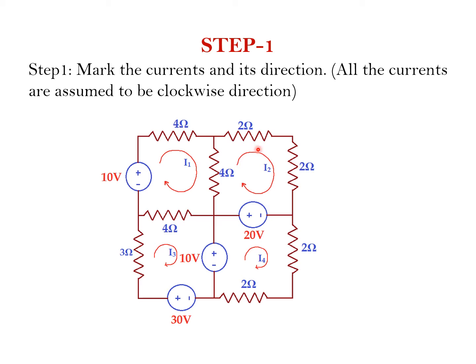For the second loop, direction of current is clockwise. The current assumed is I2. For the third loop, direction of current is clockwise and the current assumed is I3. And fourth loop, direction of the current is clockwise and assumed current is I4. Next step, I am going to write the equation for loop 1, loop 2, loop 3 and loop 4 using Kirchhoff's voltage law.